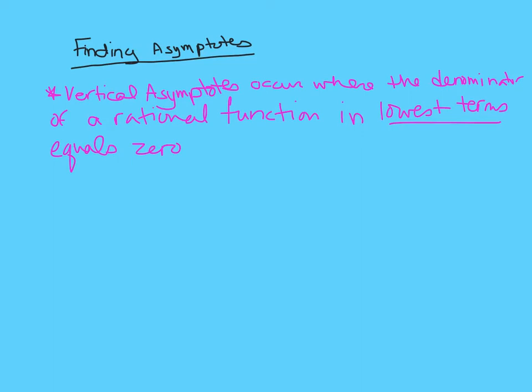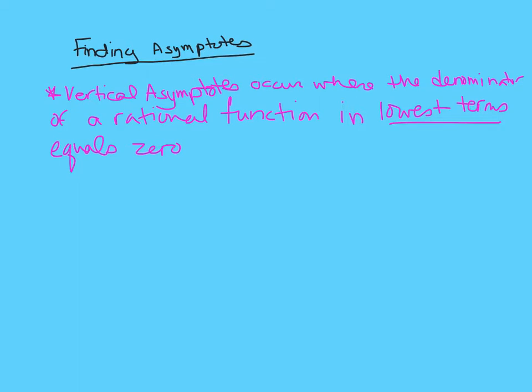I'd like to talk about finding vertical, horizontal, and oblique asymptotes. So first we'll talk about vertical asymptotes. Vertical asymptotes actually are, out of the three, the easiest to find, and they're also among the most important. Vertical asymptotes are going to occur where the denominator of a rational function in lowest terms equals 0. I'll give you an example of one that's not in lowest terms in just a minute.